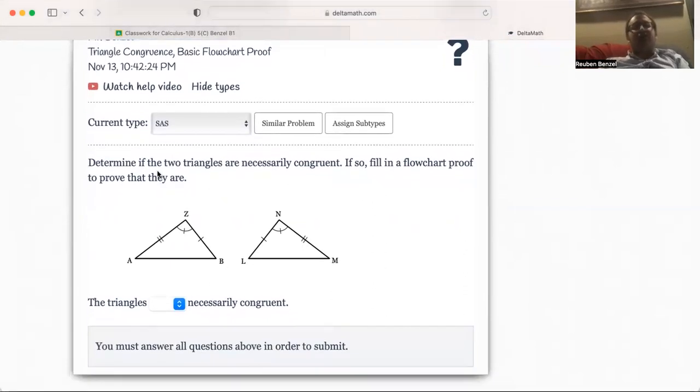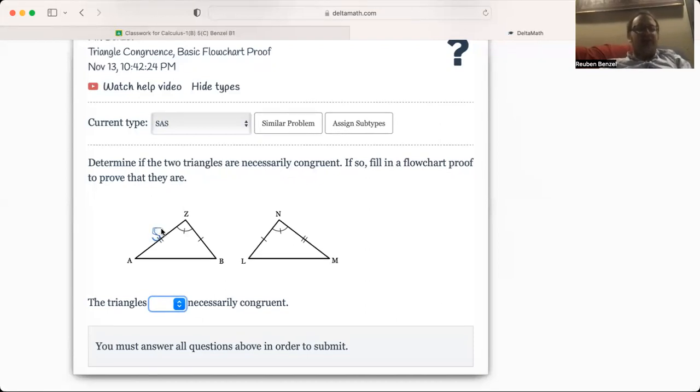So the question reads, determine if the two triangles are necessarily congruent. If so, fill in the flowchart proof. And with this, I like to do a quick overview about what triangle congruence theorem it could be. So I ask myself first, are we looking at a side or an angle?